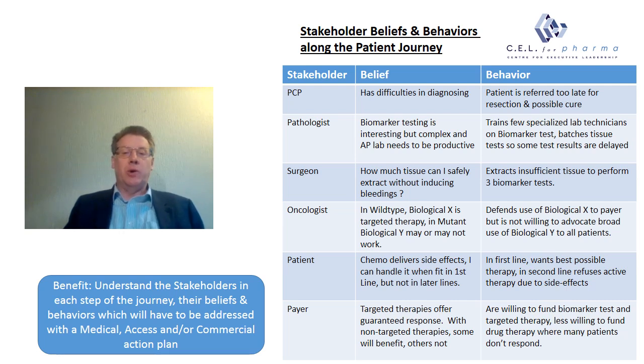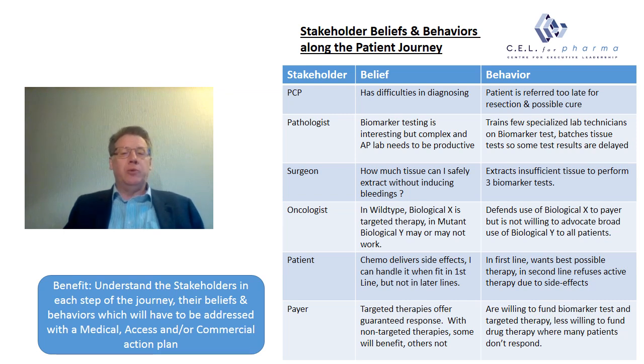The pathologist, for example, finds biomarker testing very interesting, but rather complex to perform, and their lab needs to, of course, remain very productive. So their behavior will be to train only a few of their highly specialized lab technicians to perform this biomarker test, to interpret it, and they may then decide to batch the tissue tests so that for the oncologist, some of the test results will actually be a little bit delayed.